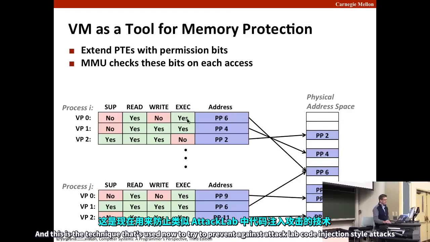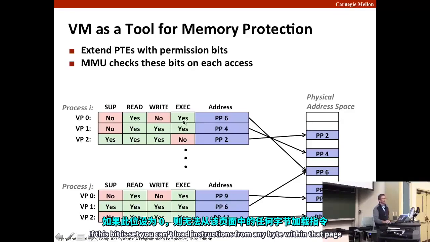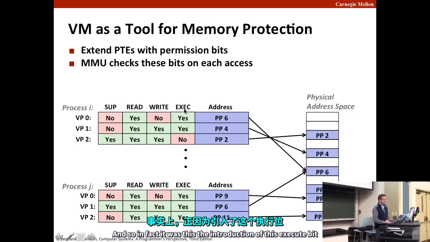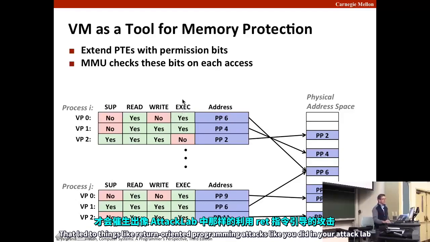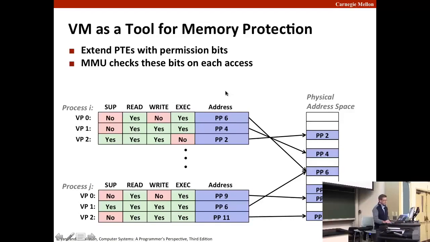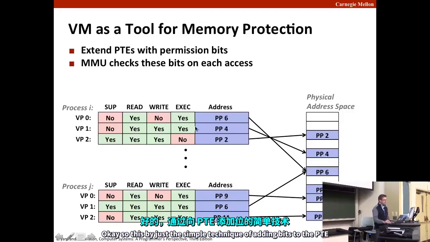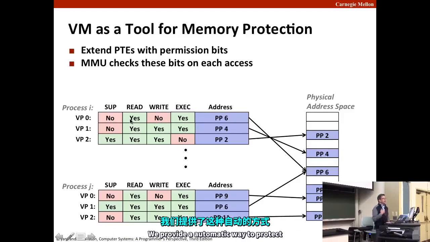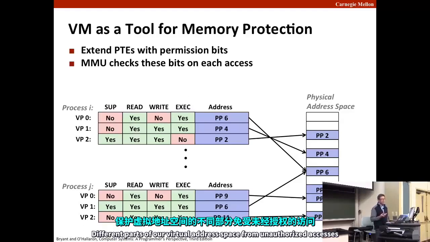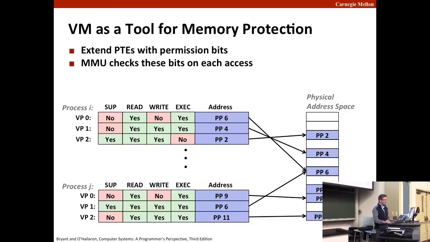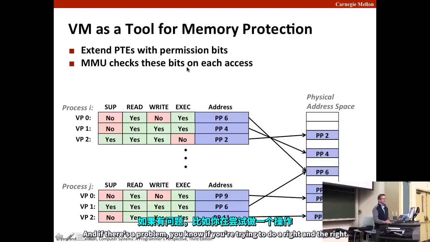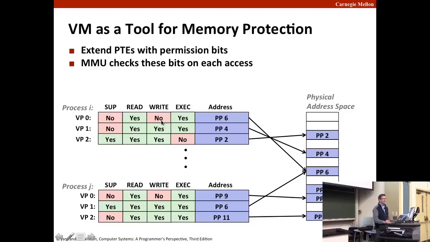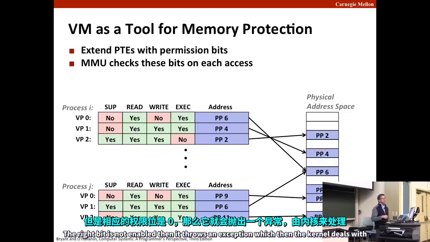x86 systems. And this is the technique that's used now to try to prevent attack lab code injection style attacks, because it makes it impossible. If this bit is set, you can't load instructions from any byte within that page. In fact, the introduction of this execute bit led to things like return-oriented programming attacks, like you did in your attack lab. So by this simple technique of adding bits to the PTE, we provide an automatic way to protect different parts of our virtual address space from unauthorized accesses. The MMU checks these bits on each access, and if there's a problem, if you're trying to do a write and the write bit's not enabled, then it throws an exception, which the kernel deals with.